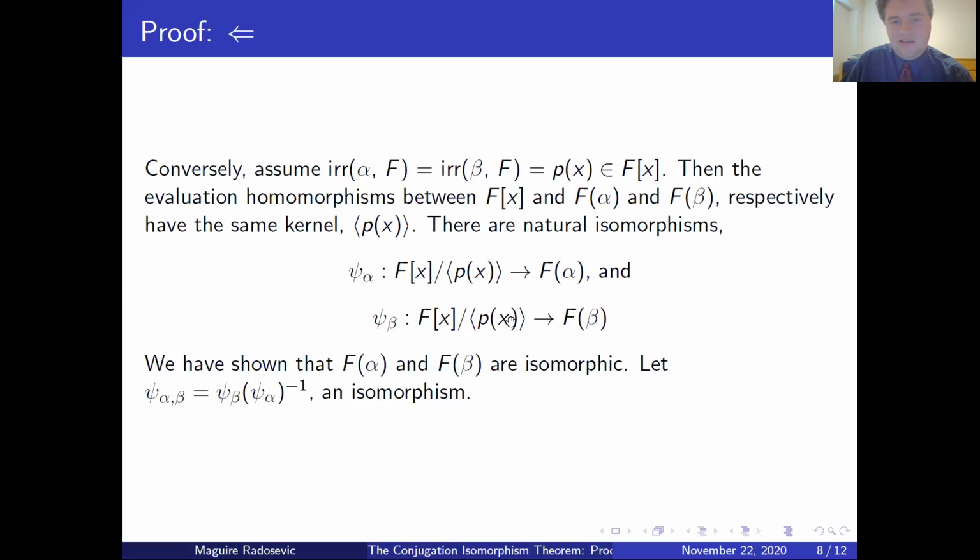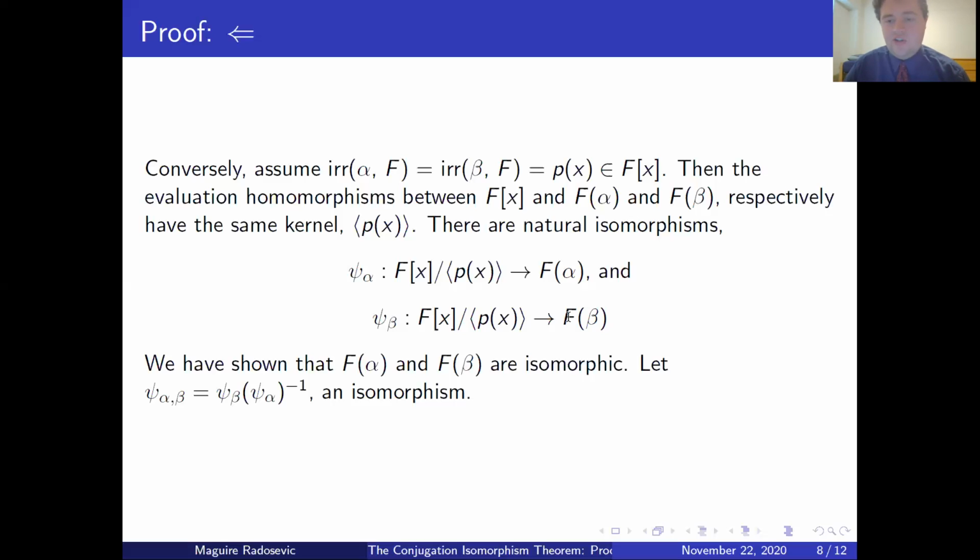Now, just by this statement right here, we have already shown that F adjoin alpha and F adjoin beta are isomorphic to each other, because isomorphism is an equivalence relation. So we've shown that F adjoin alpha is isomorphic to this factor ring here. F adjoin beta is isomorphic to the same field. And so by transitivity, F adjoin alpha is isomorphic to F adjoin beta.